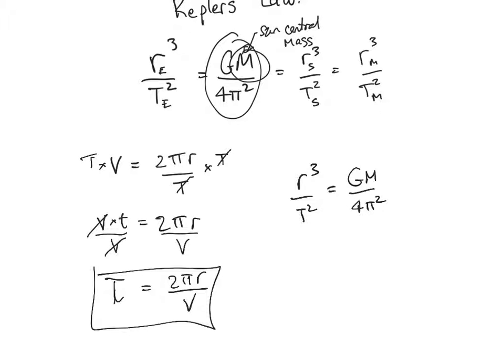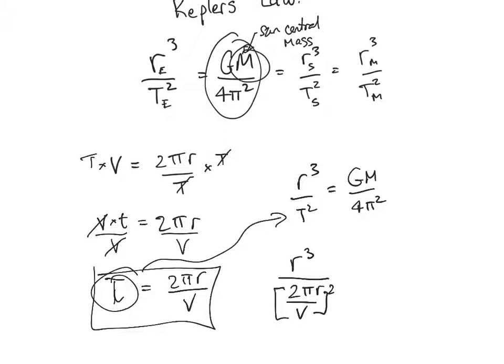And that will look like 2 pi r on v. So we're putting this value of T into this formula, squared, and that equals this constant value. This is the gravitational constant, mass of the central body, and 4 pi squared, sorry.